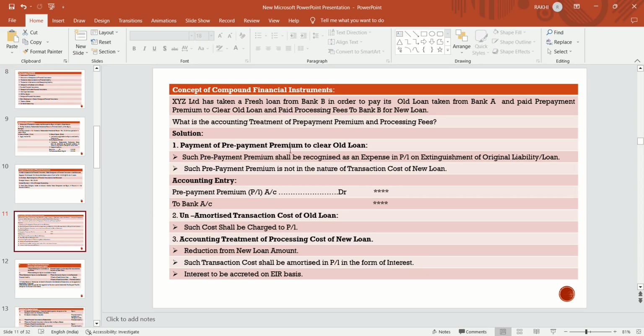And the accounting treatment of processing cost of the new loan: how will they account for it? They will reduce it from the value of the new loan. Whatever the loan taken, it should be reduced as processing fees from the value of the loan. Such transaction costs shall be amortized in P&L in the form of interest. Interest is to be calculated on EIR basis, the effective interest rate basis. So in this way, the compound financial instrument transaction is to be done.